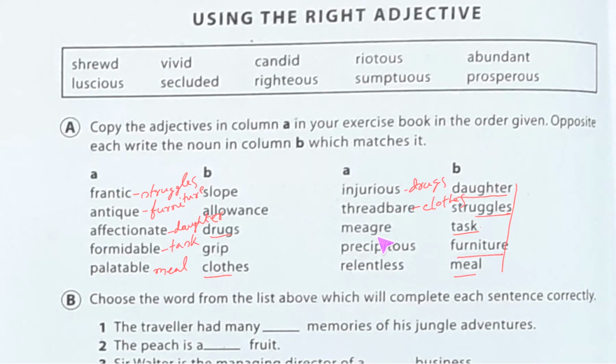Next one, meager. Meager what? Meager means a small or short amount. So with this, allowance is the appropriate word. So we write meager allowance. Next one, precipitous. What does it mean actually? Precipitous means dangerously high or steep. So this word matches slope. Last one, relentless means hard-hearted or cruel or brutal. So with this word we can put grip, relentless grip.